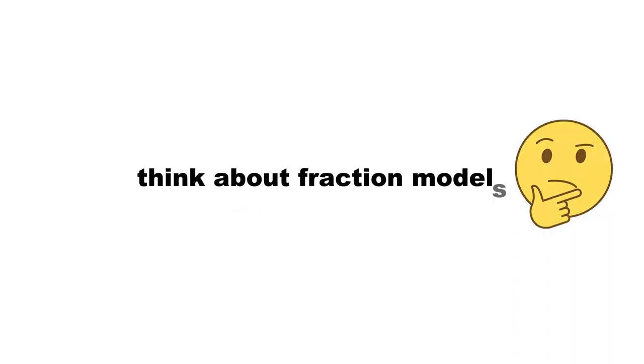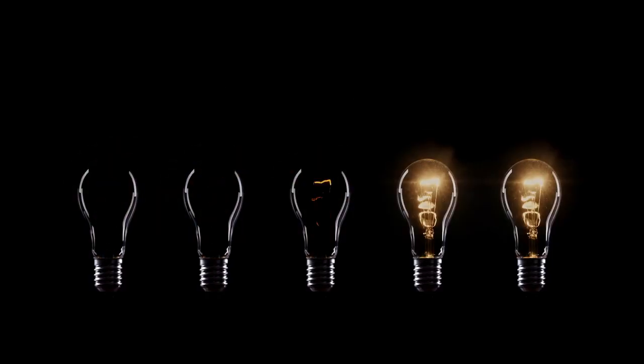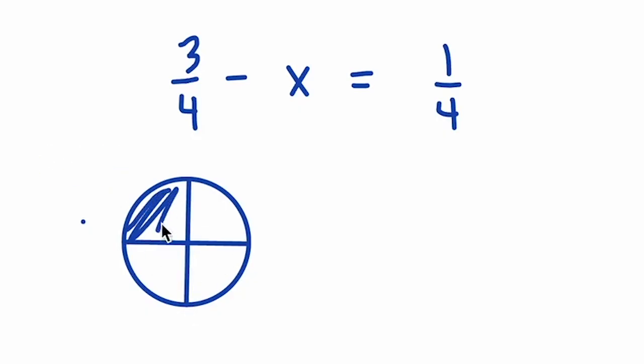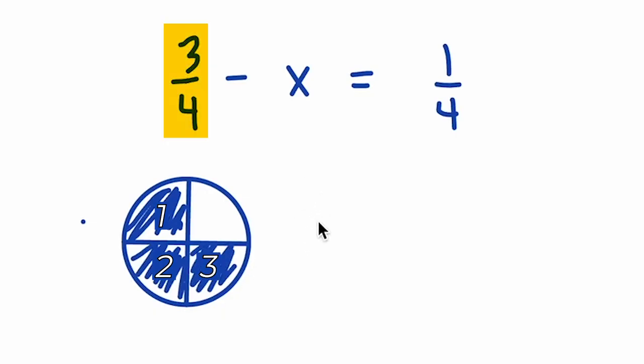I think a useful way to solve this problem, and this is useful in lots of different problems, is to think about fraction models. And what I mean is this: we've got 3/4. I'm gonna draw a circle and I'm gonna shade 3/4 of it in because that represents the fraction 3/4. So I'm gonna draw a circle, divided into 4 equal parts. We've got 3/4, so 1, 2, 3 of the 4 parts are shaded in.